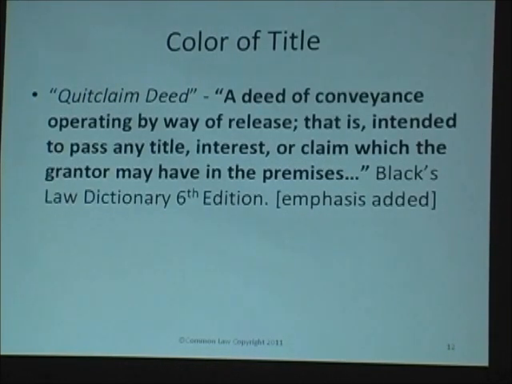So, a quitclaim deed: a deed of conveyance operating by way of release that is intended to pass any title, interest, or claim which the grantor may have in the premises. That's why with a tax sale, okay, they're selling you their interest in the property, their claim on the property.